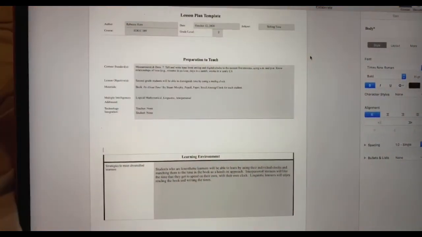Hey guys, so this week we were tasked with making a lesson plan for any grade level that we chose, and the requirement was it had to incorporate a math standard and a children's literature book. Luckily, there's a lot of children's literature books that deal with math topics, so I chose the book It's About Time by Stuart Murphy. So this is the lesson plan template I used.